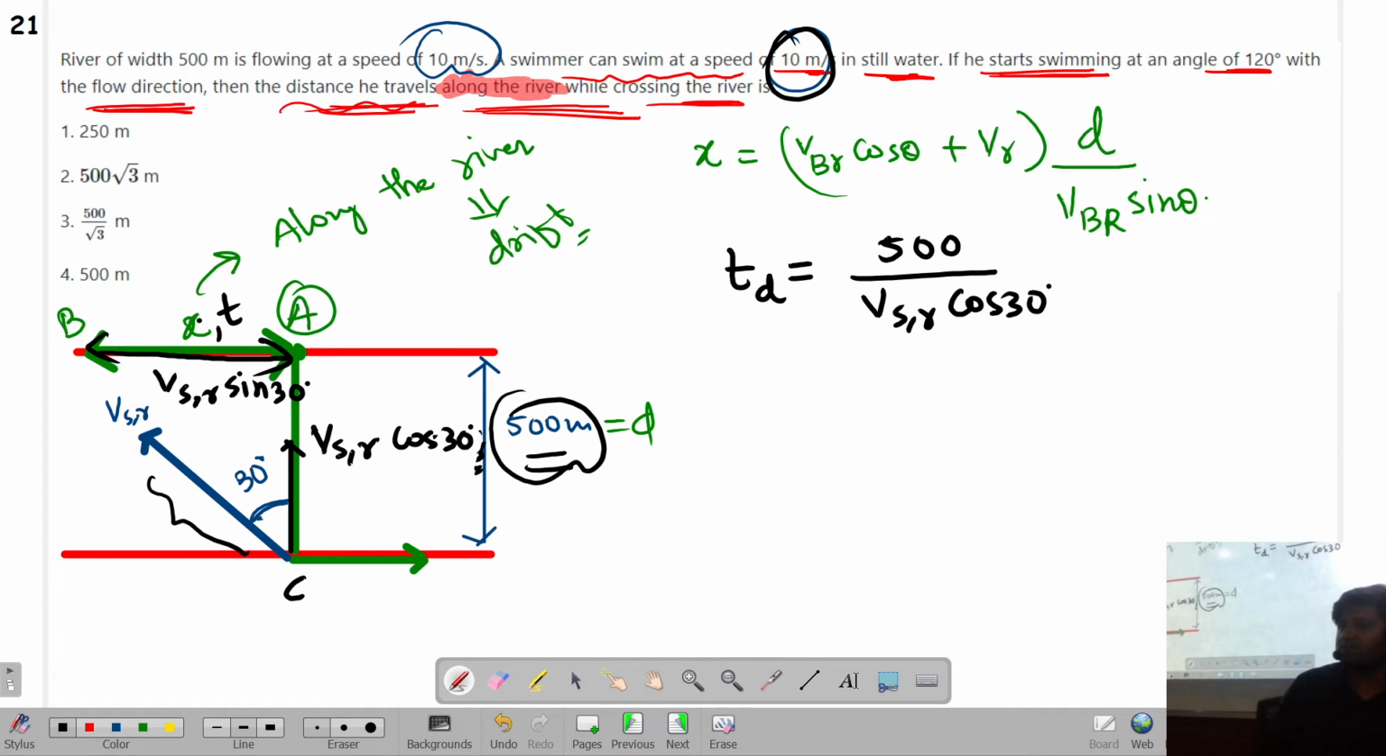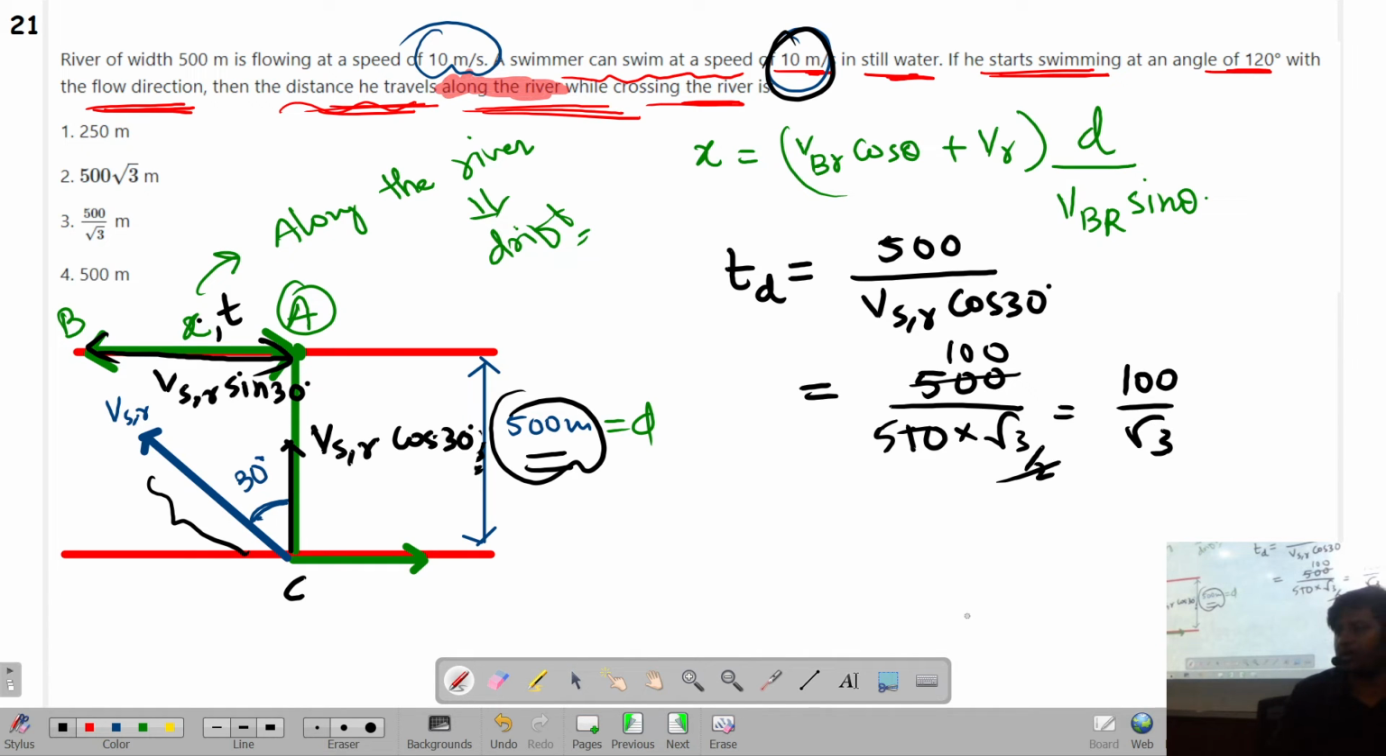Can I move ahead? Cos 30 is how much? Root 3 by 2. Yes or no? So now look here. So 500. Okay. Velocity of swimmer with respect to river is going to be how much? Here it will become again 10 only. Got it or not? I'll tell you why. You change this in river. I think it should be okay. And 10 into cos 30 is how much? Root 3 by 2. 2 5s are 10. This is how much? 100. Yes or no? So time taken is how much? 100 by root 3. Got it or not? Are you able to get me or not?